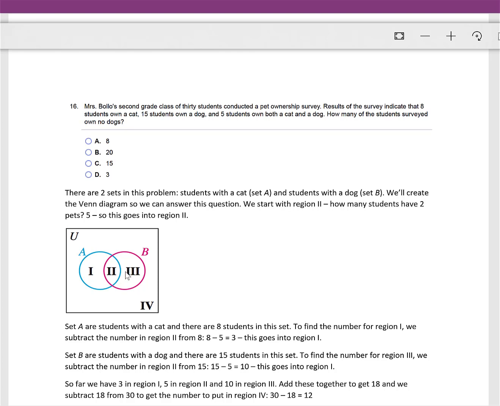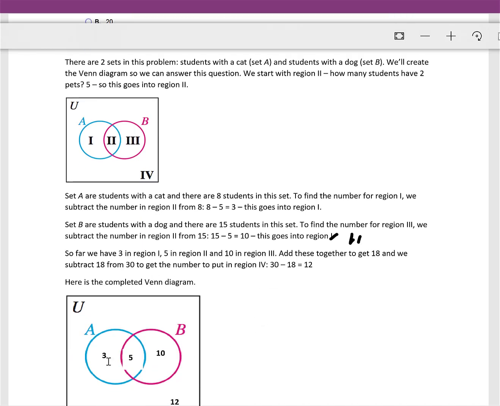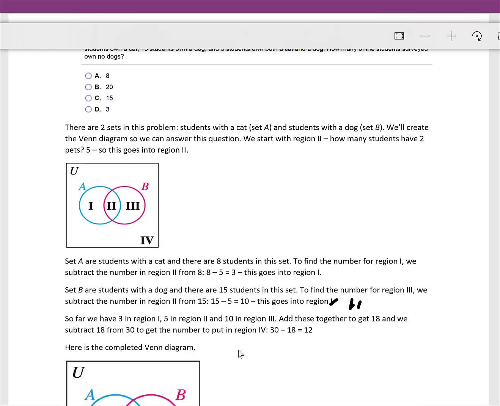Let's see, 15 had a dog, but I already put 5 into region 2, so that's going to give me 10 into region, there should be region 2 here. Let me cross that out, that should be region 2. And then when I put those in, I've got 3, 5, and 10, that's 3 and 5 is 8, 18, and there were 30 students in the class, so 12 students don't have a cat or a dog. So now we can answer the question, how many students have no dogs?